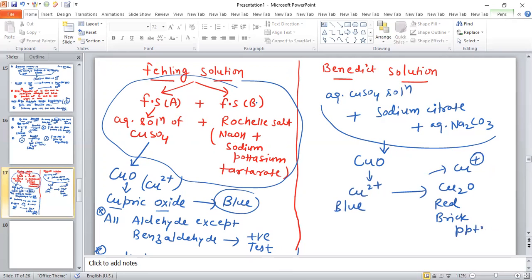So both solutions are the same. The same features shown by Fehling solution will be shown by Benedict solution. So this is the test we have discussed, the Fehling solution test and Benedict solution test. In the next lecture, we will discuss some more tests related to aldehydes and ketones.